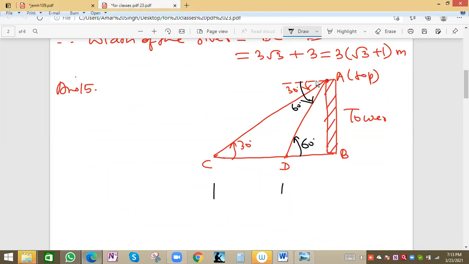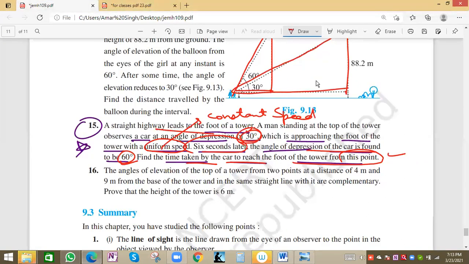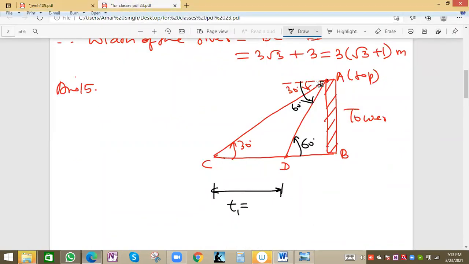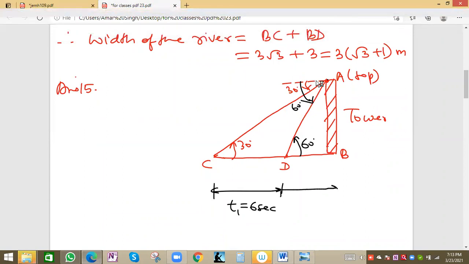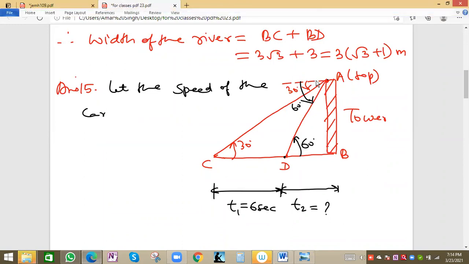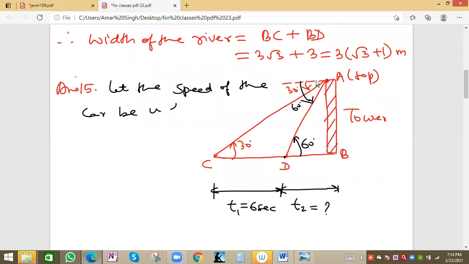The time taken going from C to D, because in this time only the angle changes from 30 to 60 degrees, is T1, 6 seconds. Time taken is 6 seconds. You have to find the time taken by this car going from D to B, that is T2 equal to question mark. The first thing we write: let the speed of the car be u.